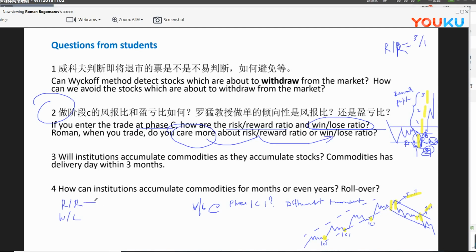I'm really looking to increase as much as possible the reward to risk ratio. Because in this case, if you have a ratio of, let's say, 10 to 1, imagine that each time you trade, you could either lose one unit of risk or you could win 10 units of profit.